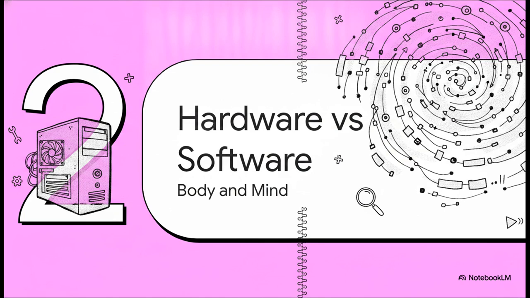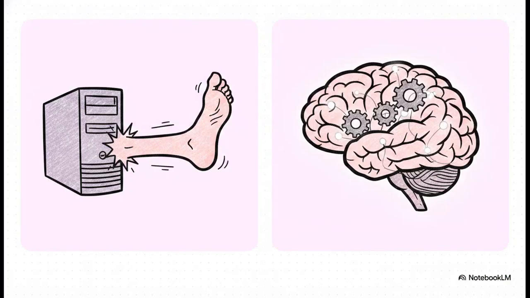Section 2. Hardware versus software, body and mind. So the crucial point here is understanding that hardware is completely useless without software and vice versa. Hardware encompasses all the physical, touchable components, the internal parts and those input-output peripherals. Basically, if you can kick it, it's hardware.